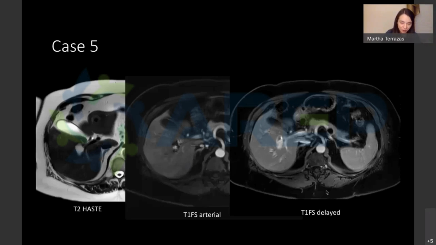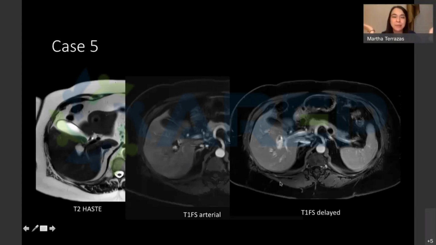Okay, great. So let's move on to case 5. I have a T2 haste, arterial, post-contrast, and delayed. So on our T2 haste, I like this because it's very bright, right? Like you kind of look at your gallbladder, this lesion is very bright, just kind of like your gallbladder is. I like this lesion because it's a type of lesion I'll look at and say, oh, it's a cyst. And then you go to your post-contrast images and you're like, oh, it's not a cyst, it's enhancing. It's peripheral nodular discontinuous enhancement that fills in on delayed phase imaging.